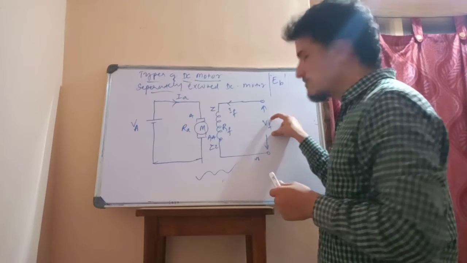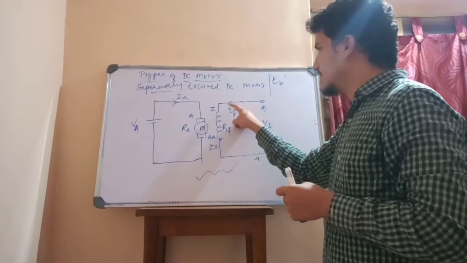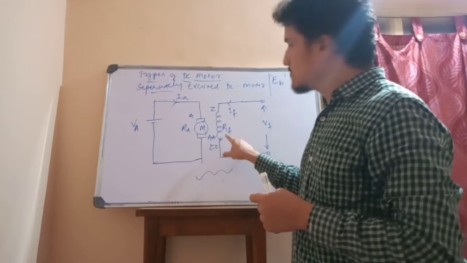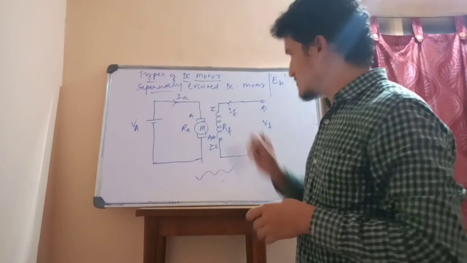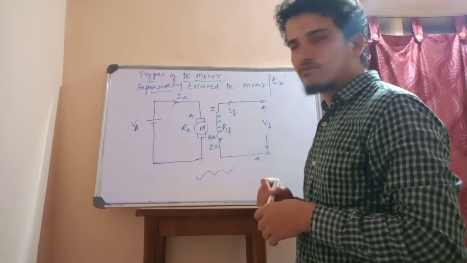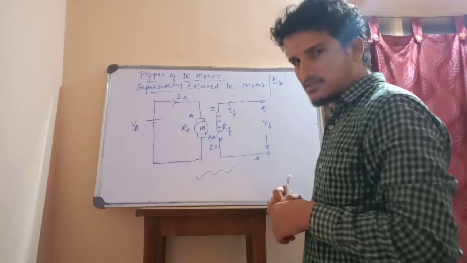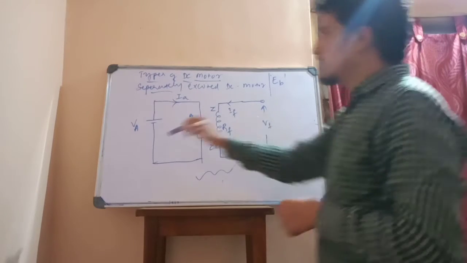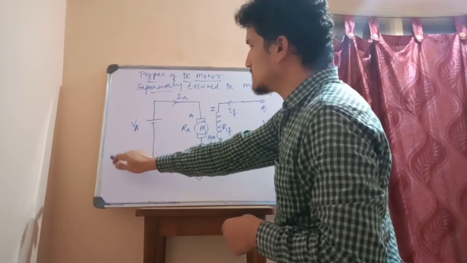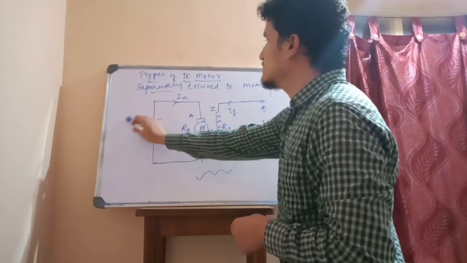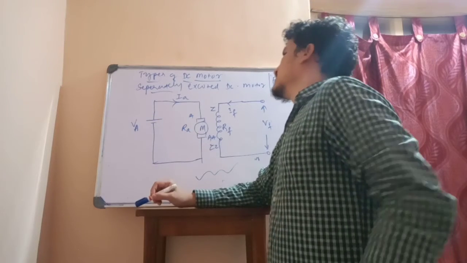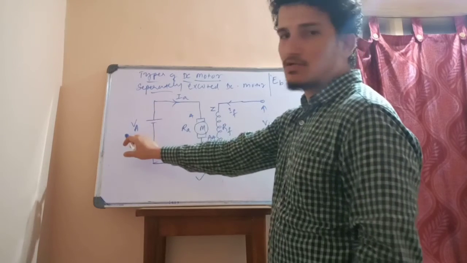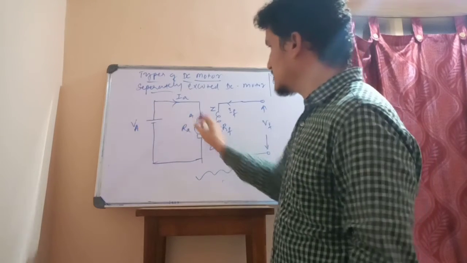What will happen when you give a constant field supply? A constant current IF will flow through the field winding, due to which a field flux is produced. Z double Z represents the terminals of the field winding, RF is the field resistance. Now that the field is produced, what will happen if you switch on the armature? The constant armature voltage is given to the armature.